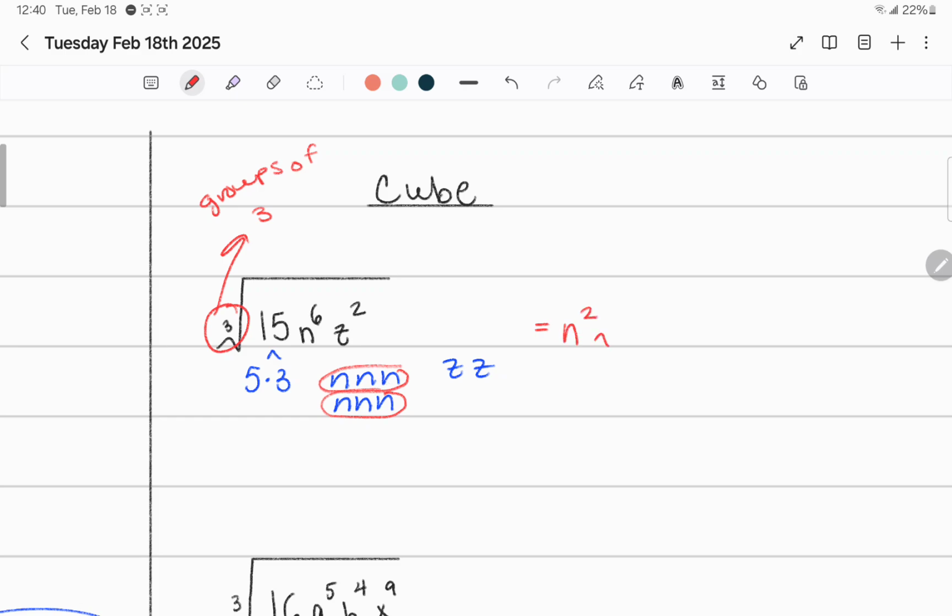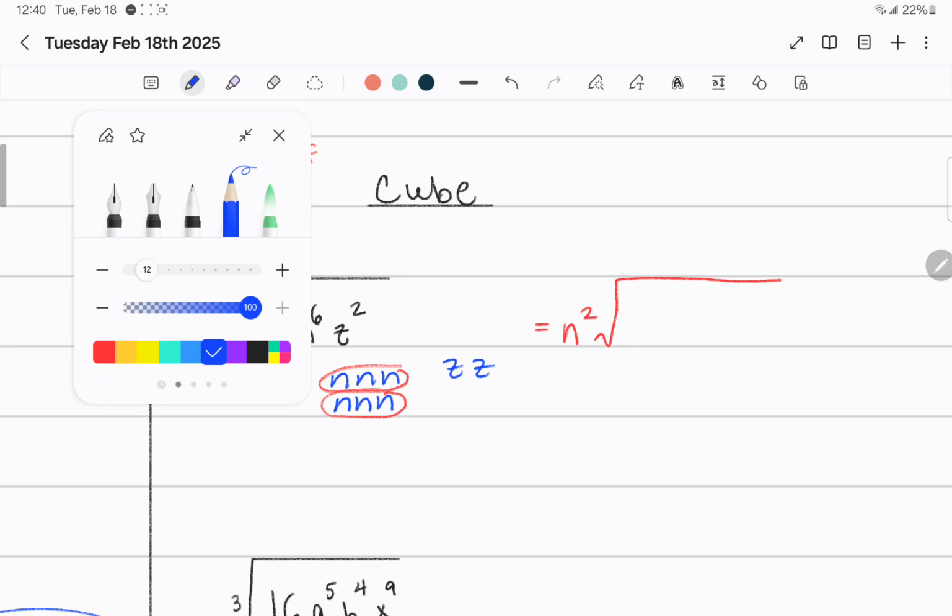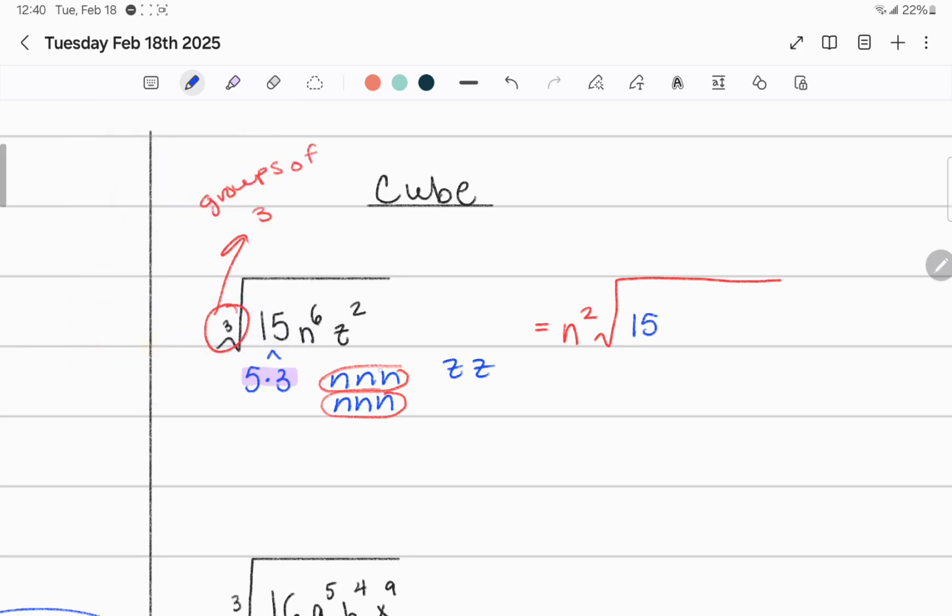And then left over, we have 3 times 5, which is 15. No N's are left over. They're all grouped up and they're all taken. And then we have the 2 Z's. So Z to the power of 2 is left over.